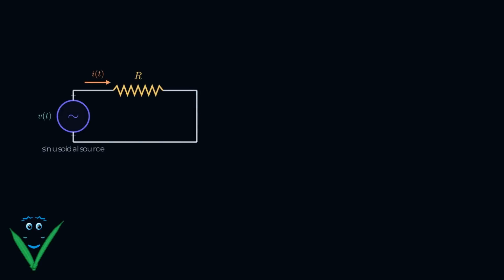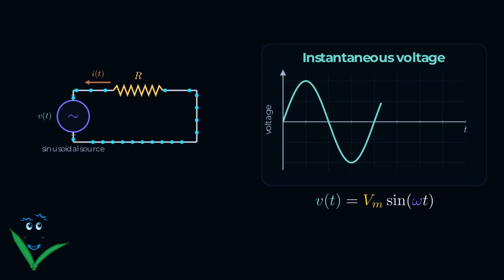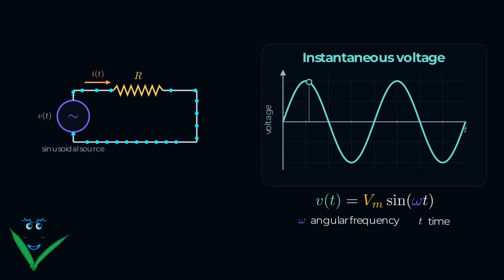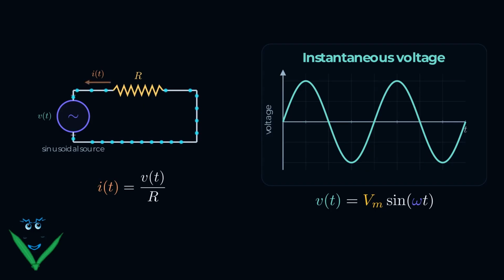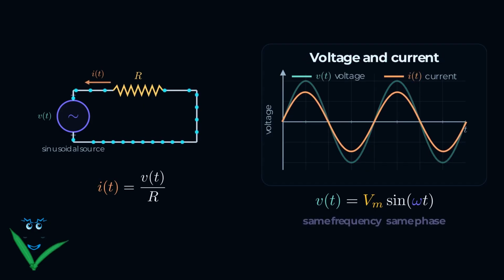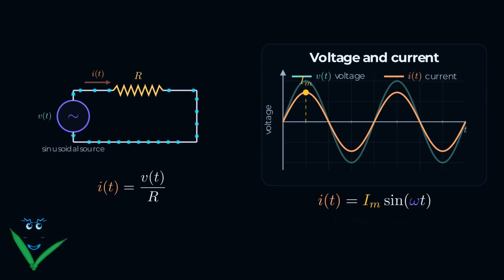Consider a sinusoidal voltage source connected to a resistor. The instantaneous voltage can be described as V of t equals Vm multiplied by sine of omega t. Here, Vm is the peak voltage, omega is the angular frequency, and t represents time. At every instant, the current is equal to the voltage divided by the resistance. Because the resistance is constant, the current has the same sinusoidal shape as the voltage and can be described as I of t equals Im multiplied by sine of omega t, where Im is the peak current.